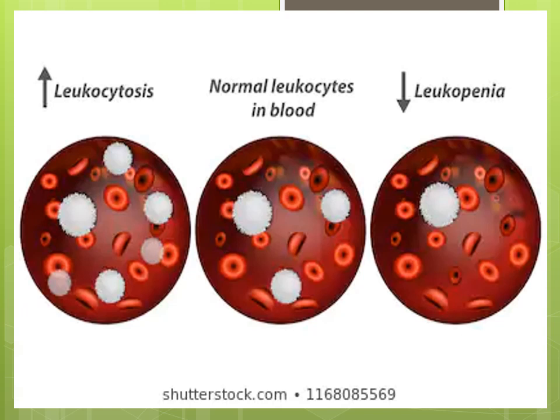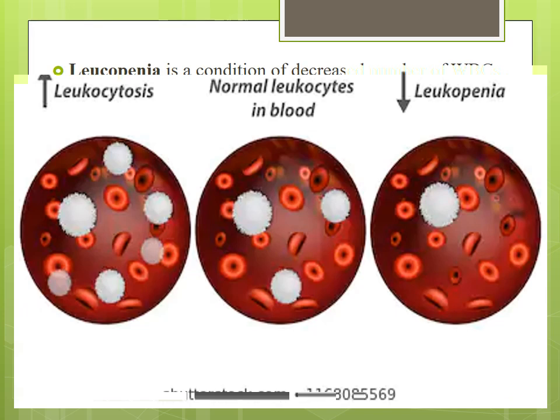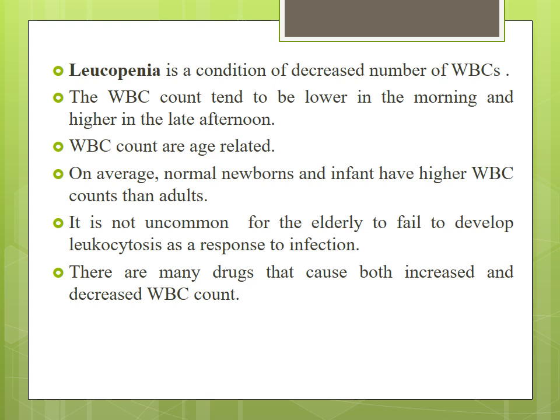Students, this illustration is to help you remember the difference between leukocytosis and leukopenia. The white cells are represented by the white circles you see in the figure. Leukocytosis means an increase in the number of white cells. In the middle is the normal leukocyte level in the blood, and leukopenia represents a decrease in the number of white cells. Leukopenia is a condition of decreased number of white cells.